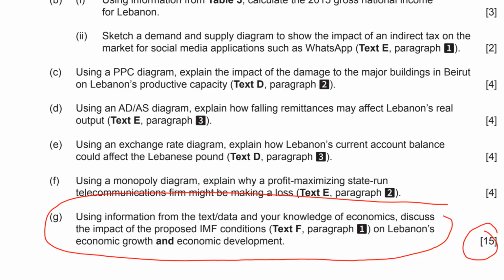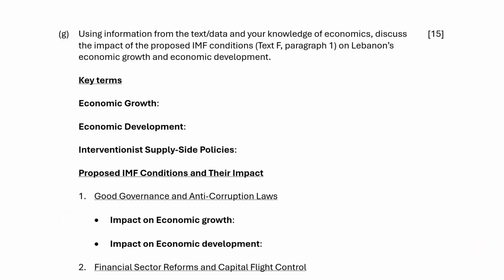So essentially what's happening is that the IMF, the International Monetary Fund, have come along and said, okay, if you want us to continue providing aid to you, there are these 5 conditions that have to be met. And what we have to do is discuss the impact of these conditions on Lebanon's economic growth and economic development. So that is the task.